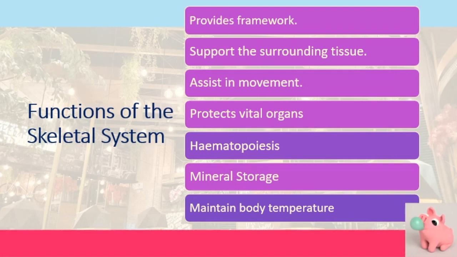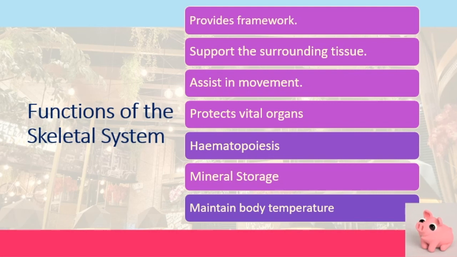So what are the functions of the skeletal system? One, it provides framework. Second, it supports the surrounding tissue. Third, it assists in movement. Fourth, it protects our vital organs. Next, you have hematopoiesis. When I say hematopoiesis, that would be the formation of our cells, in particular your red blood cells produced by our bone marrow.